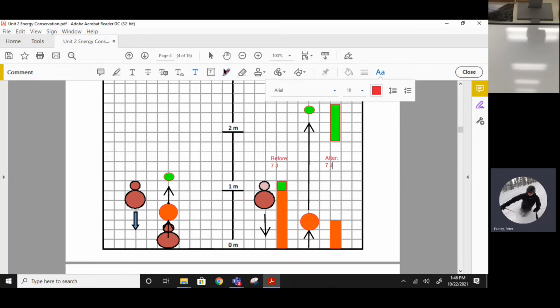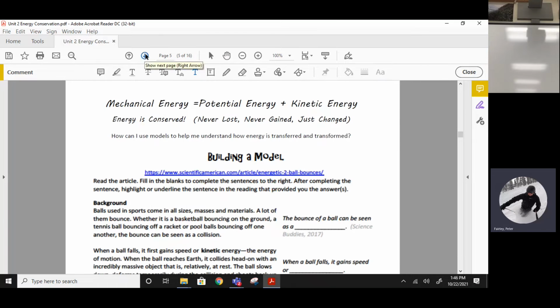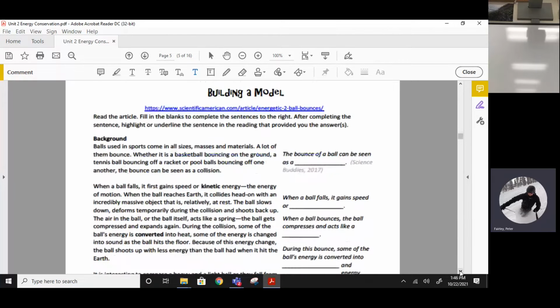But I'm going to go ahead and move straight on to page 5. And this is a simple thing. It's a page that has some background reading for you and then some questions for you to answer. This is homework that we did. So your assignment is to read this information on the left.